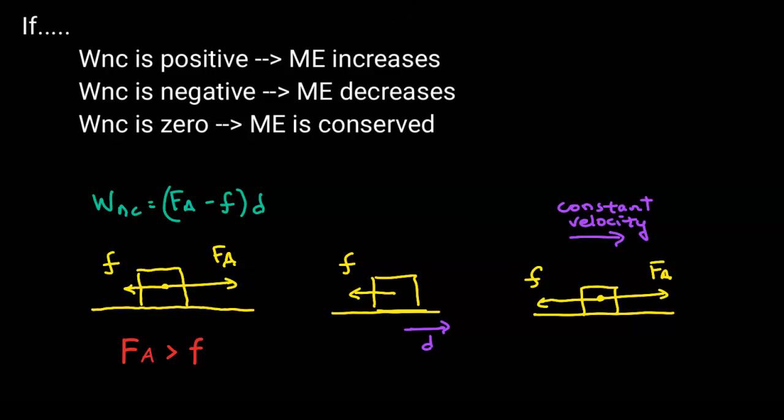Now we'll take a look at a situation where we're pushing the box to the right at constant velocity. The work done by the non-conservative forces, applied force and friction, is going to be zero because the applied force and the friction are equal to each other, so the net force is zero, so the work is zero, and mechanical energy is conserved. In this case, it's not moving up or down, so the potential energy doesn't change, and it's not speeding up or slowing down, so the kinetic energy also doesn't change.